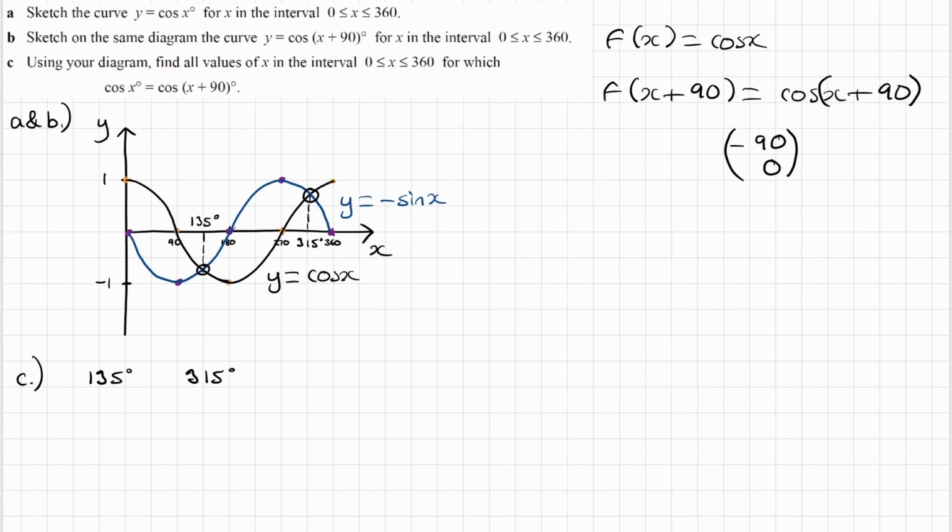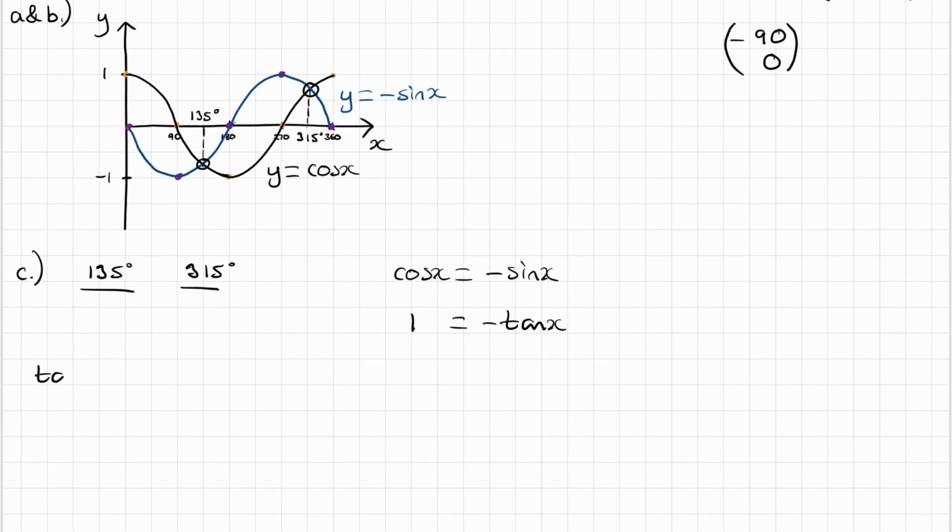If this doesn't really make sense, or you want a more robust way of showing that the intersections of these two graphs would be 135 and 315, what we could do is just equate the two things. So we could say that cos x is equal to minus sine x. I'll divide both sides by cos x. So that's then the same thing as tan x is equal to minus 1. If we do inverse tan of minus 1, we end up with 135 degrees. And because the tan graph repeats itself every 180 degrees, we can just add 180 to this, and that gives us 315 degrees.